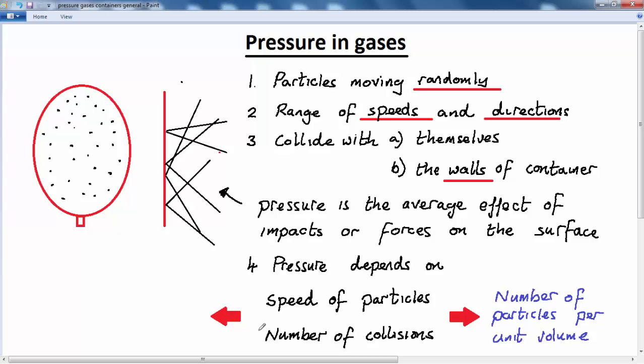Now the other factor that the pressure depends upon is the temperature of the gas. The hotter the gas, the faster the particles move, and so the greater the impact or force exerted on the walls of the container, and so therefore the greater the pressure in the container. So what we're going to do is we'll look at these two cases on their own in the next two lessons.